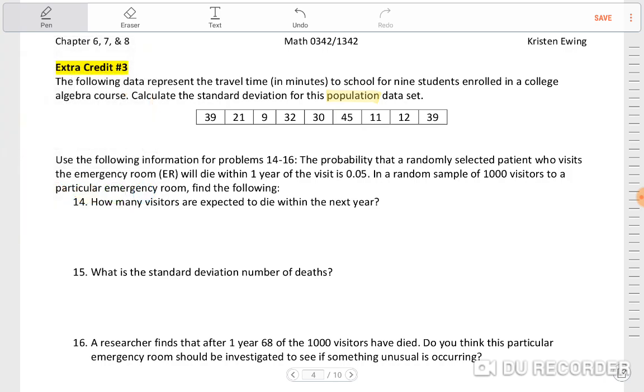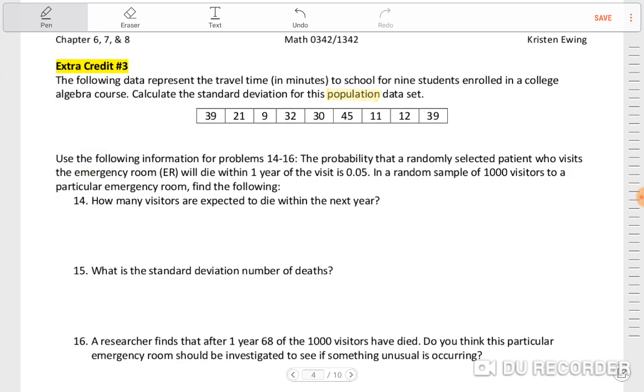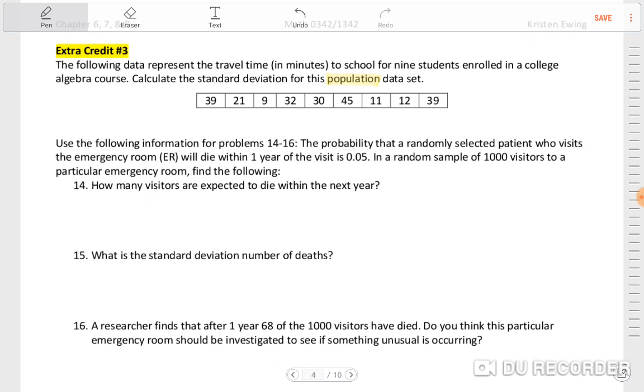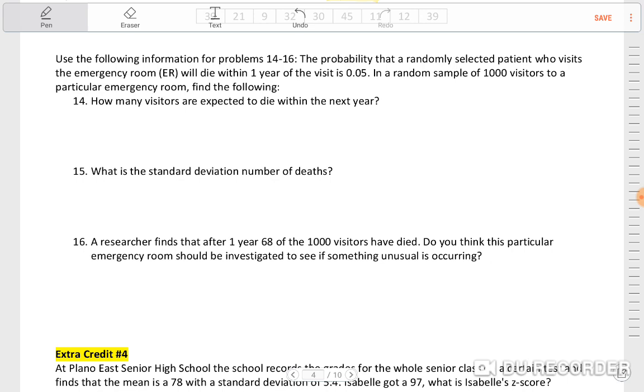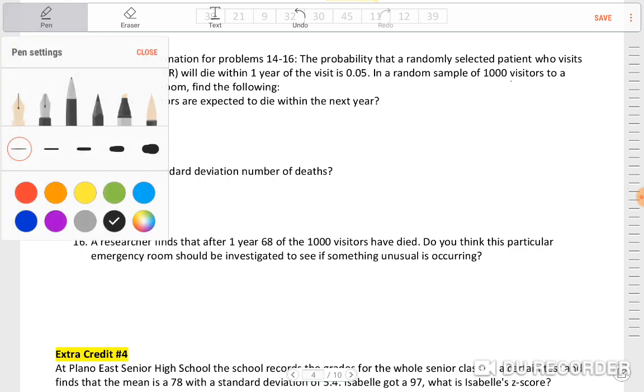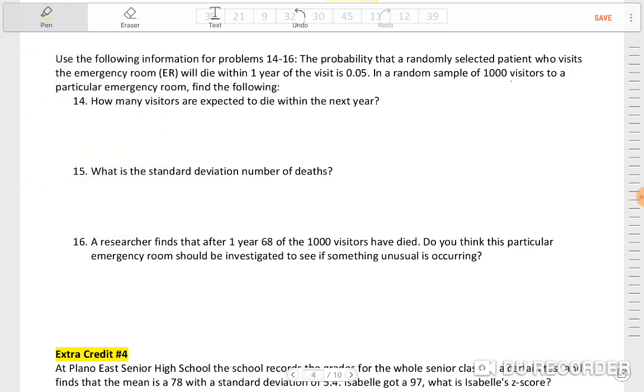Okay, use the following information for problems 14 to 16. The probability that a randomly selected patient who visits the emergency room will die within 1 year of the visit is 0.05. In a random sample of 1,000 visitors to a particular emergency room, find the following. How many visitors are expected to die within the next year? So that word expected, remember that means expected value. So the expected value, also known as the mean, either one of those is fine. Like I said, you can do either one.